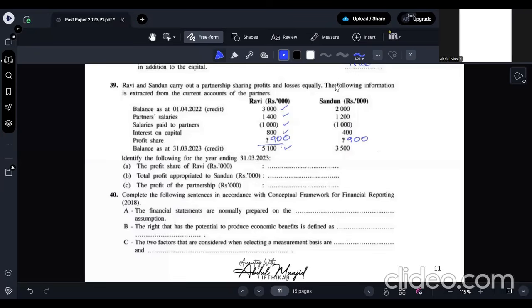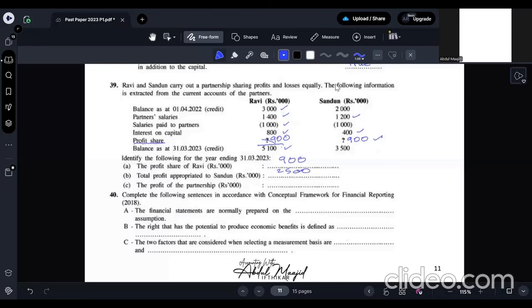Then the profit share, when they say profit share of Ravi, they are asking for this. The distributed profit to Ravi is 900. Then total profit appropriated to Sandhu. When they say total profit appropriated to Sandhu, that is the partner's salary plus interest on capital plus the profit share. Salary 1,200, interest on capital 400, and profit share 900, that is 2,500.